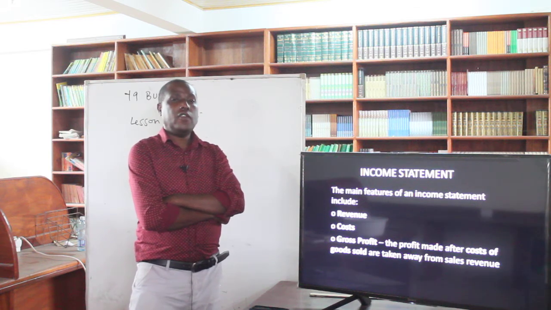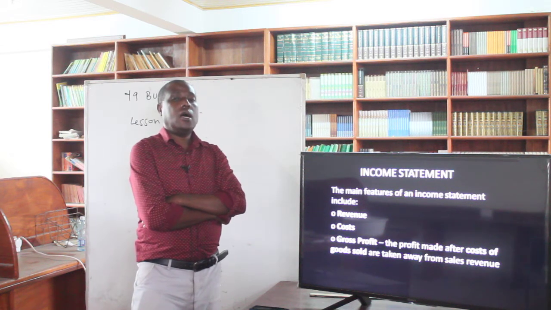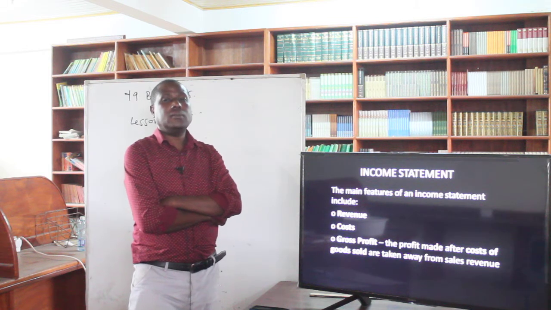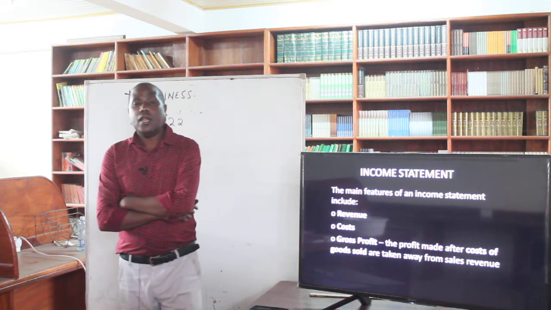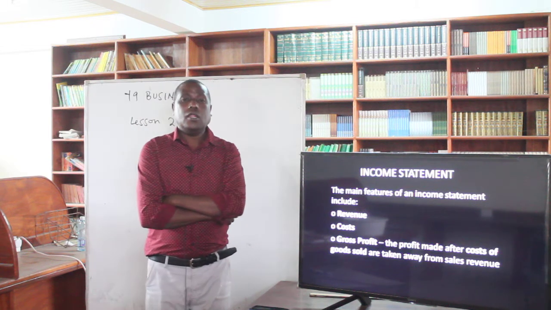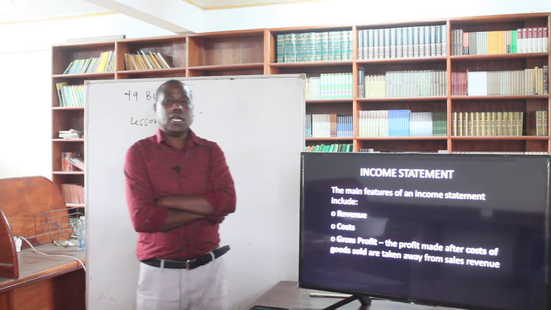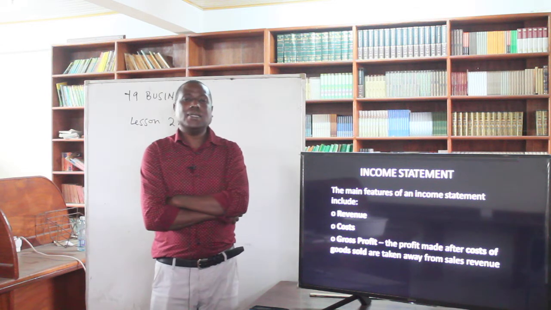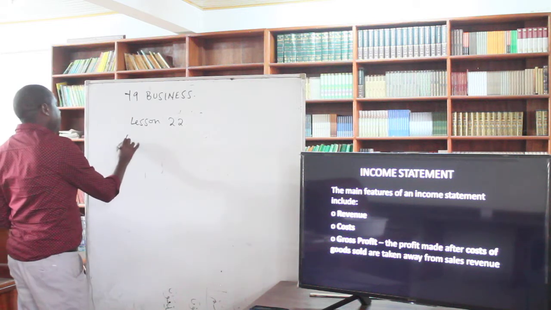We have revenue. This is money that comes in when we make sales. Another important feature of an income statement is costs, right? And these are the expenses incurred in running the business. Then we have gross profit, and this is the profit made after the cost of goods sold is taken away from sales revenue.